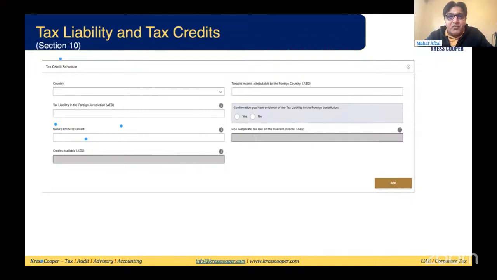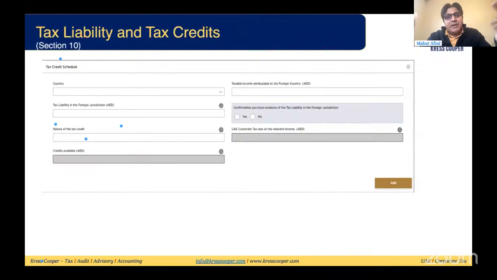So I'm repeating, for the foreign tax credit you will have two amounts: the tax paid out of the UAE as per the laws and regulations of the respective jurisdiction, and the tax payable on the foreign source income as per the UAE corporate tax law. Two values you will have. You need to compare both of these values. The lower of these will be allowed to you as a foreign tax credit.